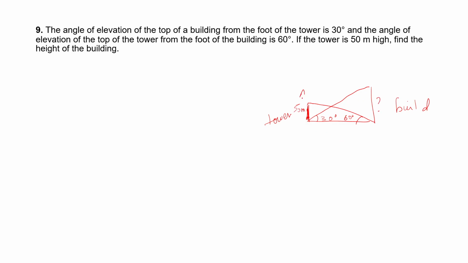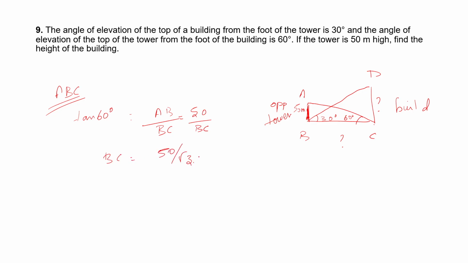Okay, so A, B, C, D, you keep it anything. Let us see the triangle ABC. So what is 60? Tan 60. Why tan 60? Because we have got the data of the opposite side and the data required is the adjacent. So tan 60 is equal to AB by BC. So AB is 50 by BC. What is the value of tan 60? It is root 3. So 50 by root 3. Okay, so BC we have found.